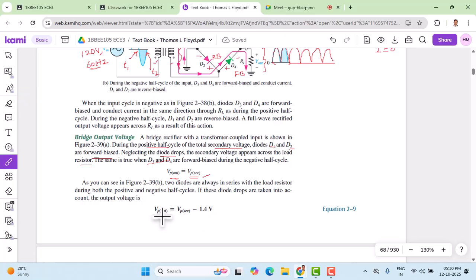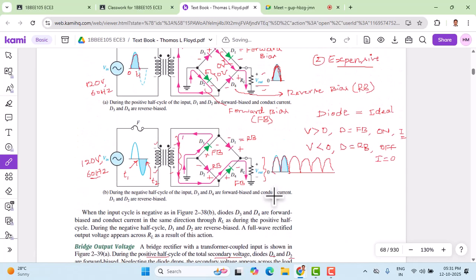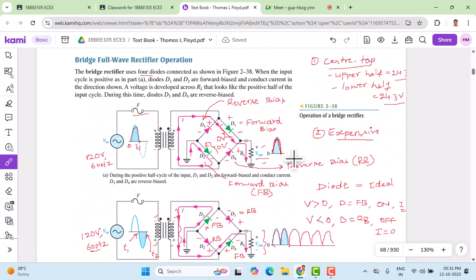Now let us calculate with the diode drop. Considering the diode drop, the peak output voltage is the peak secondary voltage minus 1.4. The reason is that two diodes are always in series with the load resistor. As you can see here, when D1 and D2 are conducting, the current direction is through D1, D2 and RL. All three elements come in series.